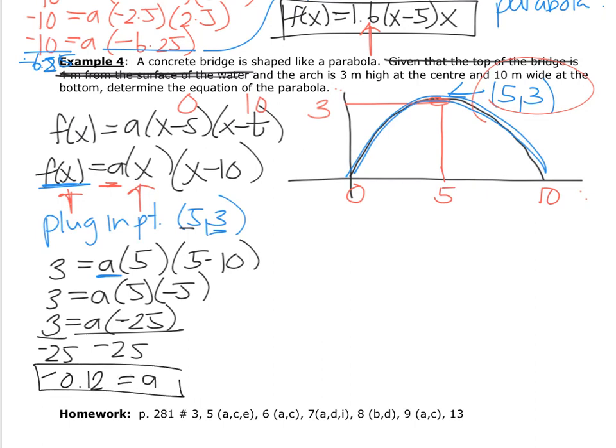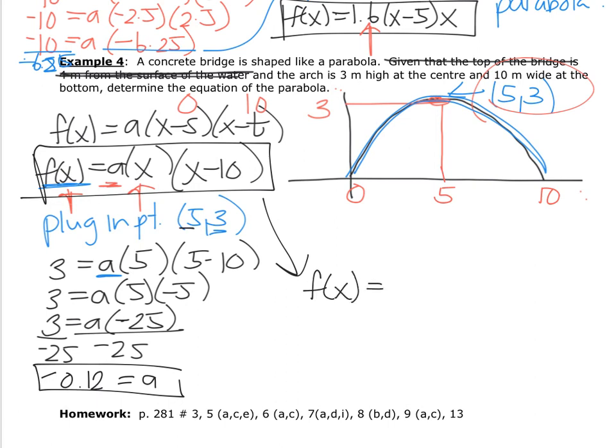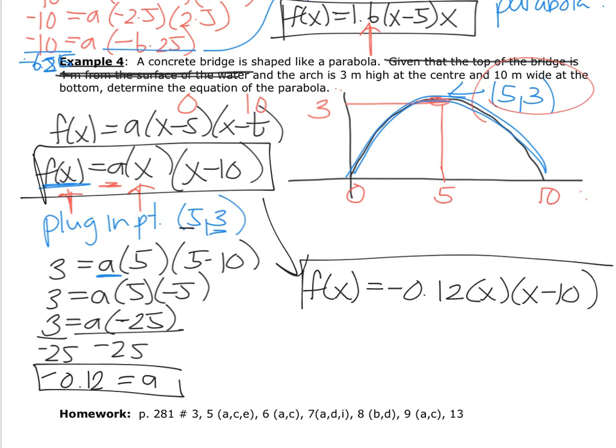Woohoo. We found our a. Let's plug that guy all the way back into our equation now. So we're going f(x) = our a, which is negative 0.12, times x times (x - 10), and we are golden.